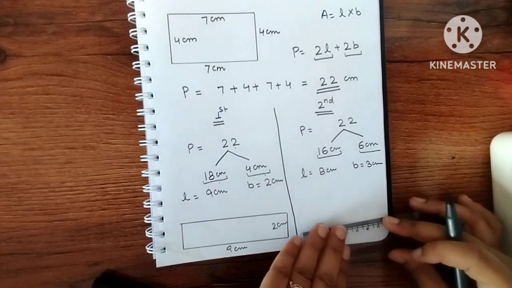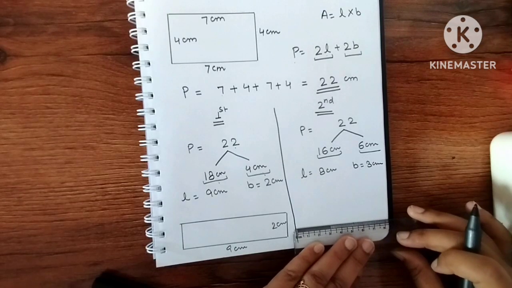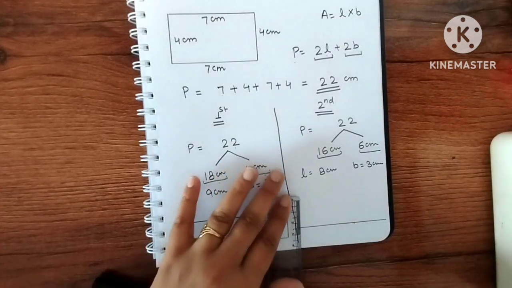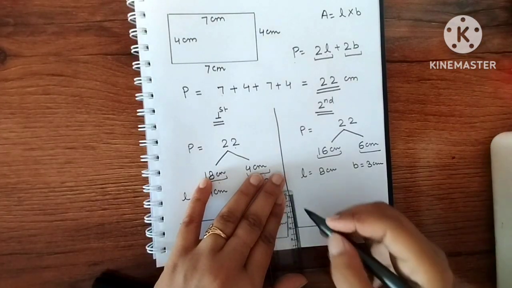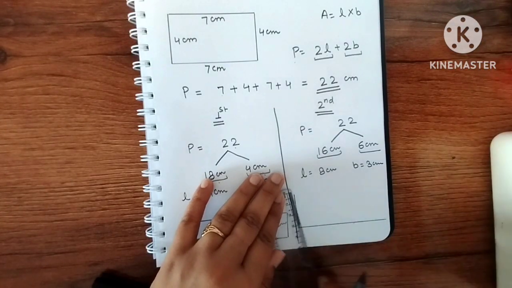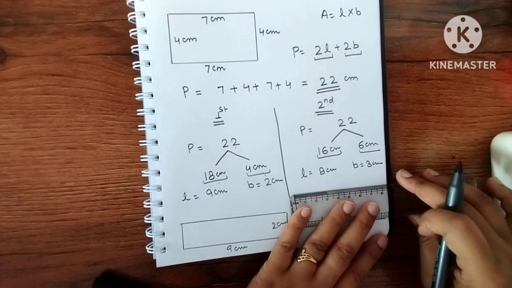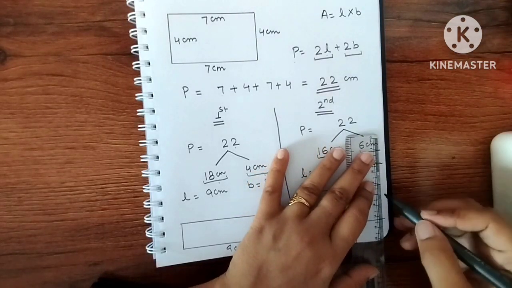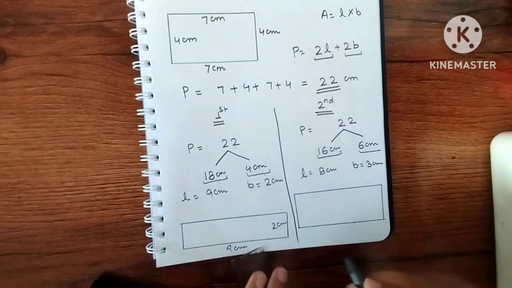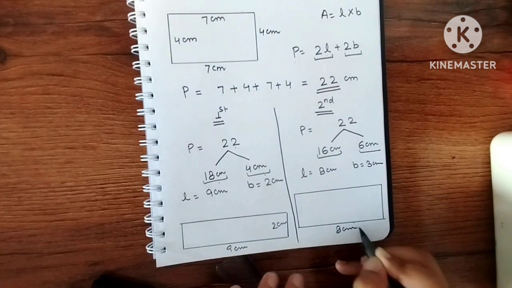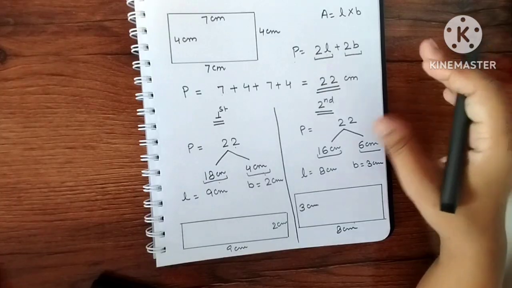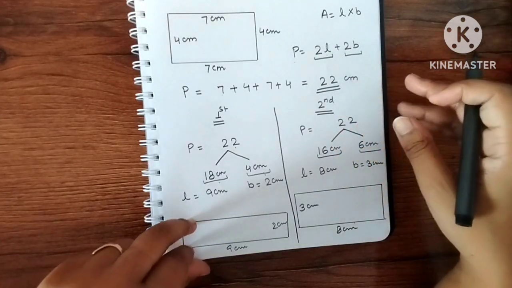Okay, now for this, what will be the length? 8 centimeter. 8 and 3. So this is 8 centimeter. This is 3 centimeter. Clear? This is the way of solving this question.